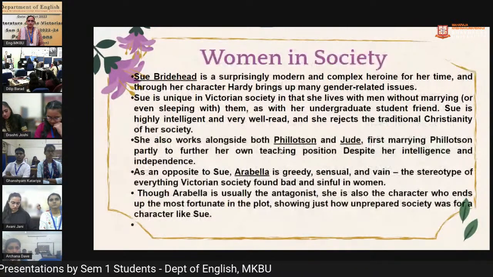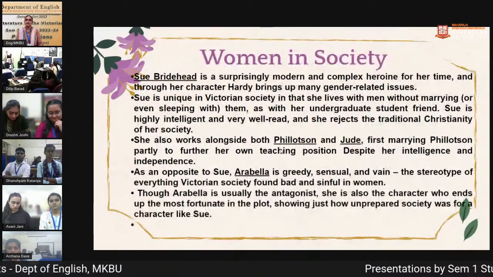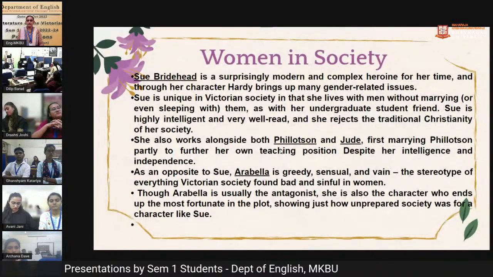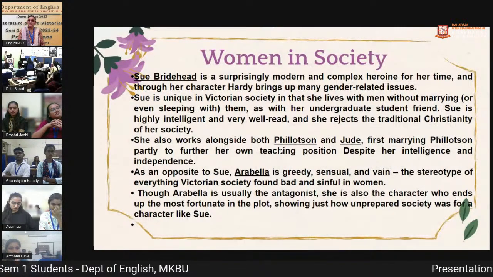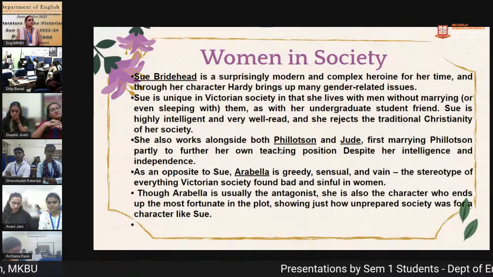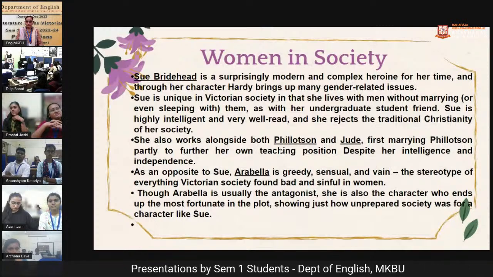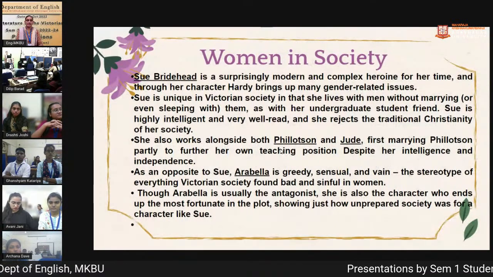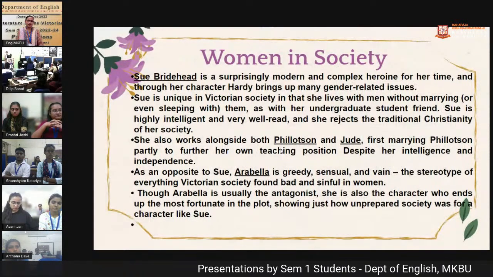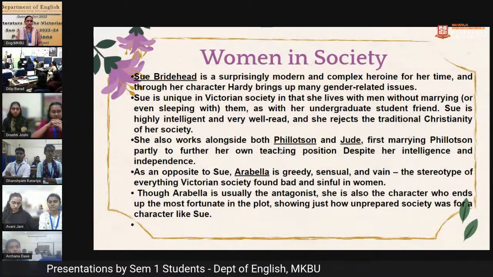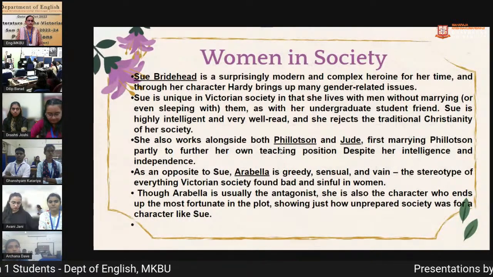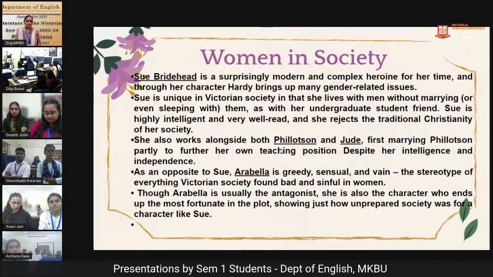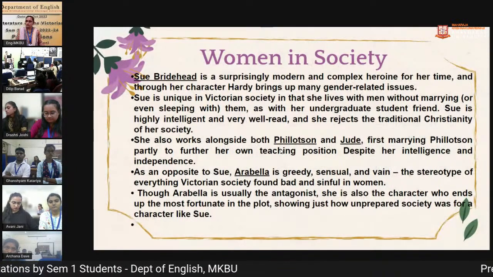Sue Bridehead is a surprisingly modern and complex heroine for her time, and through her character, Hardy brings up many gender-related issues. Sue is unique in Victorian society in that she lives with men without marrying them. She is highly intelligent and very well read, and she rejects the traditional Christianity of her society. She also works alongside both Phillotson and Jude, first marrying Phillotson partly to further her own teaching position despite her intelligence and independence. As an opposite to Sue, there is Arabella.